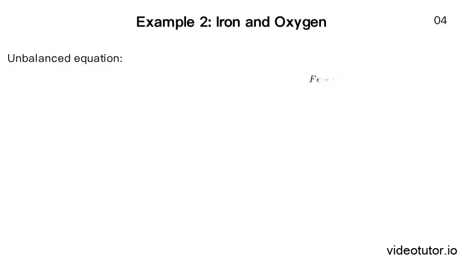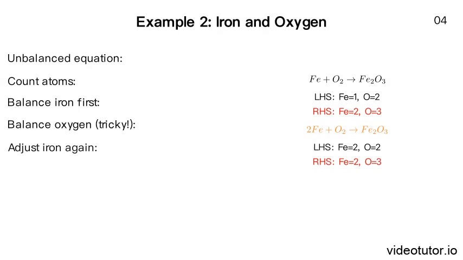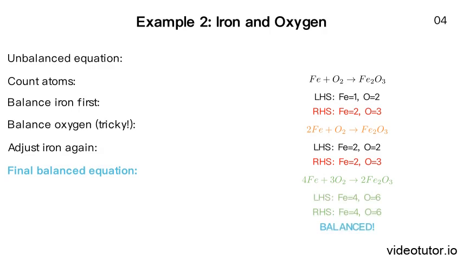Iron reacting with oxygen to form iron oxide. Start with the unbalanced equation. Count atoms. Left side has 1 iron and 2 oxygen. Right side has 2 iron and 3 oxygen. Balance iron by adding coefficient 2. Now we have 2 iron on both sides, but oxygen is still unbalanced.